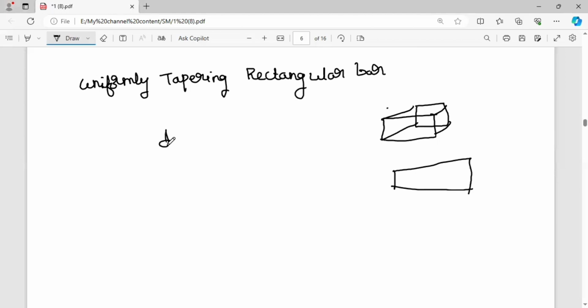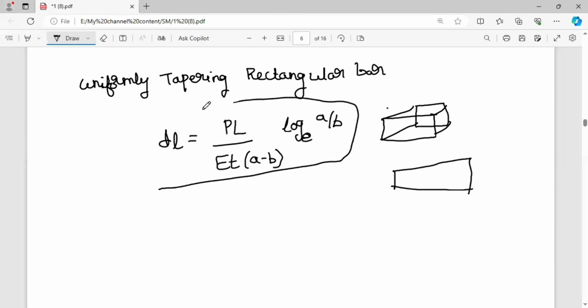For that case, the change in length dL equals PL by E t into (a minus b) into log of a by b to the base e. So for the rectangular tapering bar, we can take it as PL by E t, where E is the Young's modulus and t is the thickness. A and b are the dimensions of the rectangular bar.